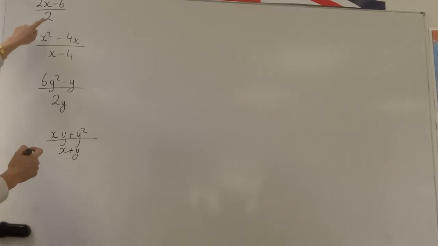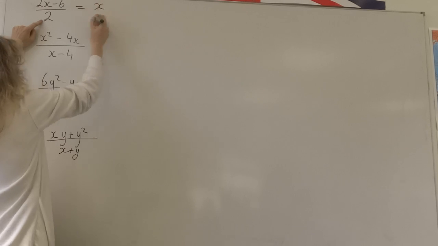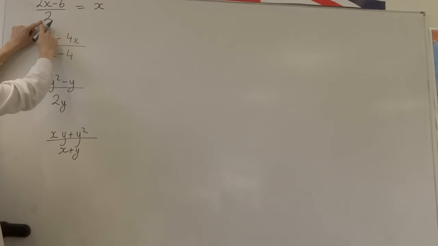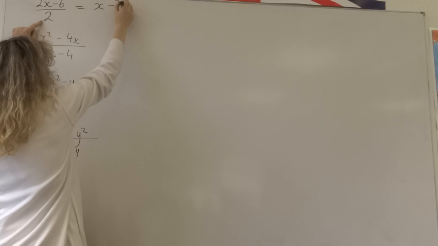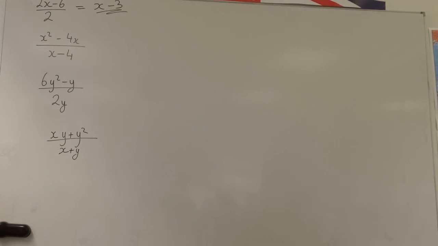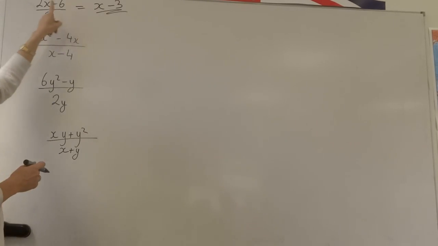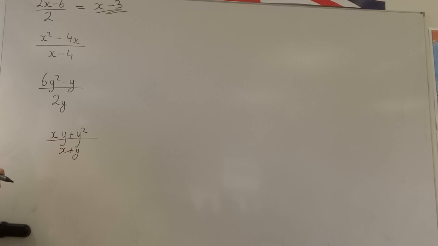So can we divide 2x by 2? Yes, we can. That would give us x. Can we divide minus 6 by plus 2? Yes, that would give us minus 3. So this one ends up very, very simple as being simplified x minus 3. And that's a lot easier than 2x minus 6 divided by 2, isn't it?